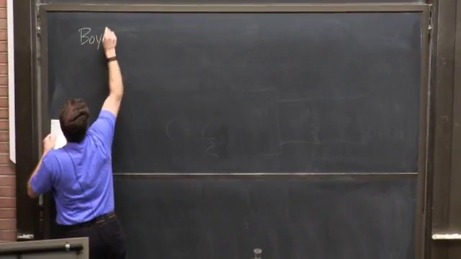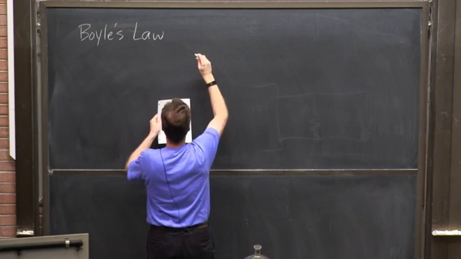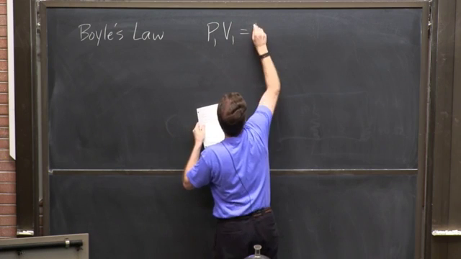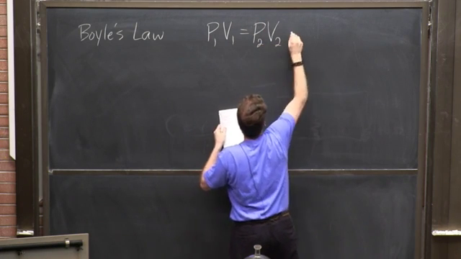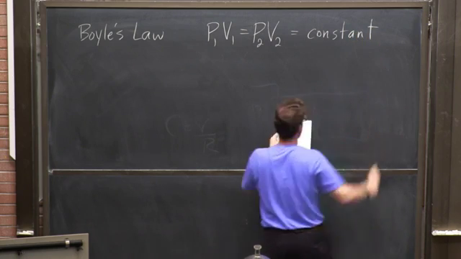It's a guy's last name. He was a scientist. He figured this out, or at least he gets the attribution. It's basically the pressure and volume at one point equal the pressure and volume at another point, or just think of it as that ratio is always constant.